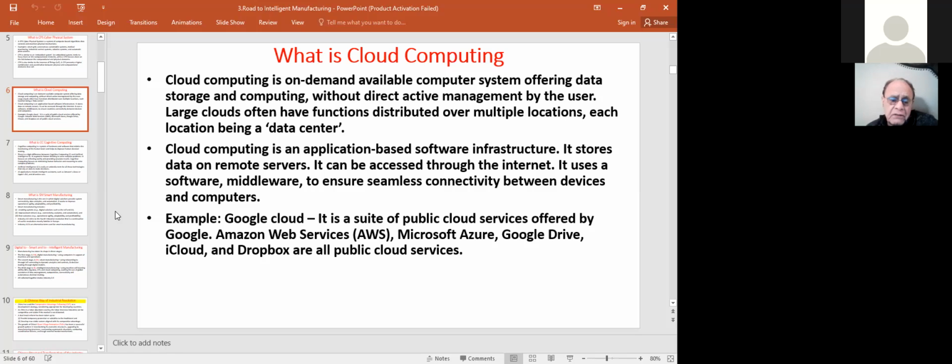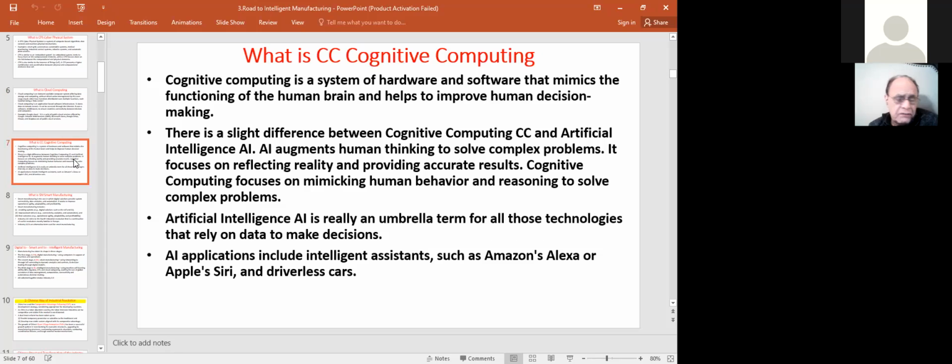Examples of cloud computing are Google Cloud and public cloud services offered by Google, Amazon Web Services, Microsoft Azure, and Google Drive, iCloud, and Dropbox. You must already be familiar with Dropbox, because when a file is quite heavy and you need to transfer it to another place, you must be using the Google Drive facility, which is available.